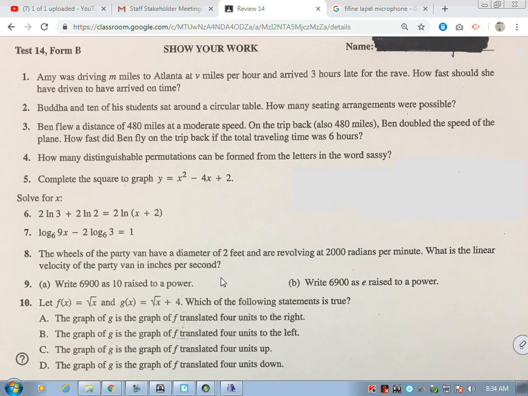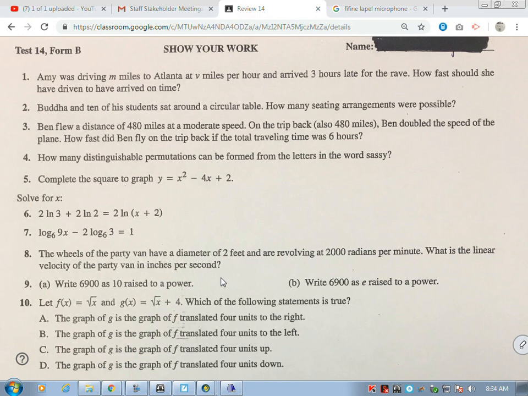All right, number 3. Ben flew a distance of 480 miles at a moderate speed. On the trip back, which was also 480 miles, Ben doubled the speed of the plane. How fast did Ben fly on the trip back, if the total traveling time was 6 hours? There's a kind of complicated way of doing this, or we could do this really easily.